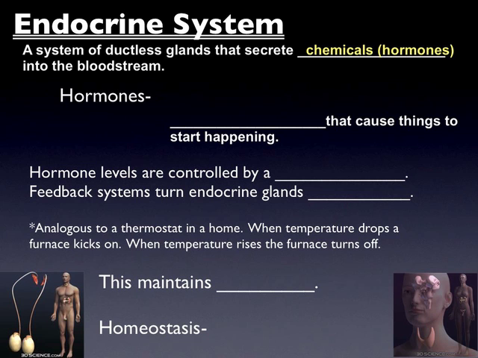So the endocrine system is a system of glands that produce hormones. And these hormones are just chemicals in the blood that are transported around in our bloodstream, and they have effects on different types of tissue in our body.